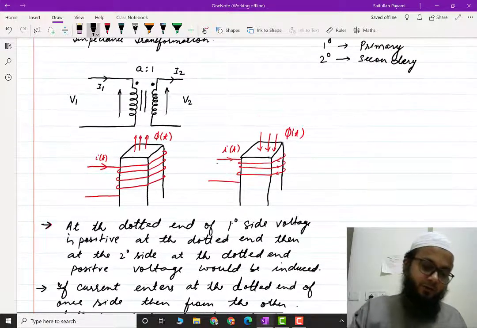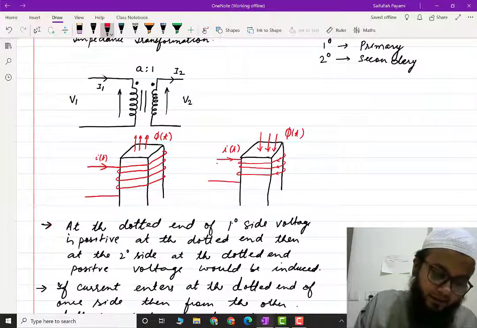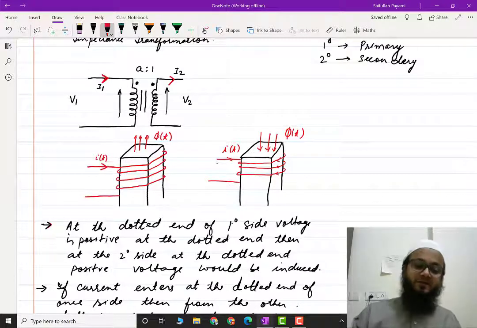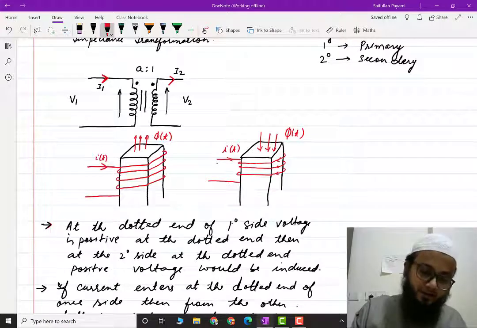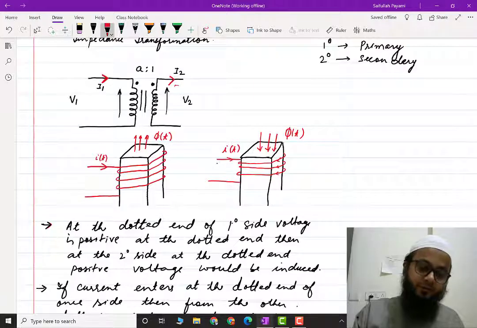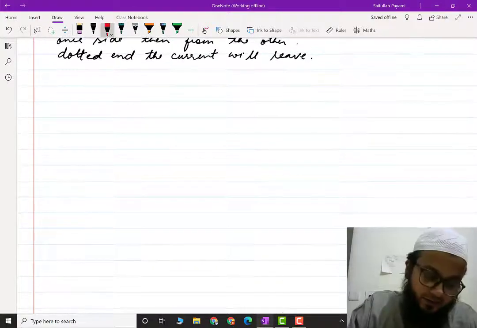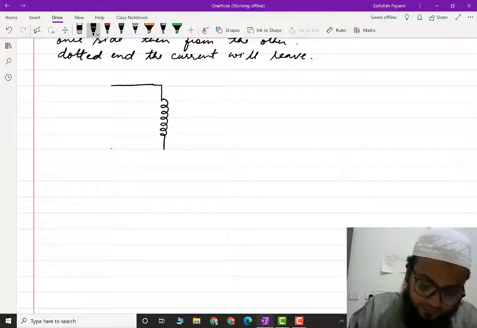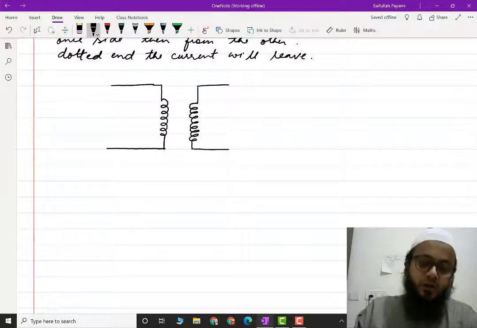Okay, so at the dotted end, if the current is entering, then from the other dotted end the current will leave, or vice versa. If current enters here, in the dotted end, the current will exit from here. Okay, so let's say I have an ideal transformer here whose turn ratio is 1:2.